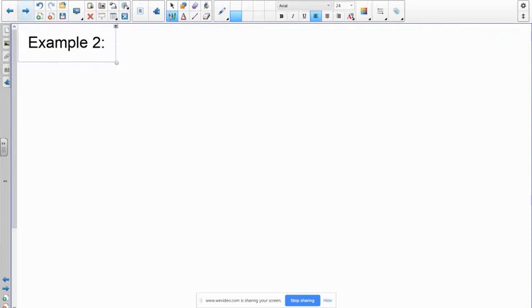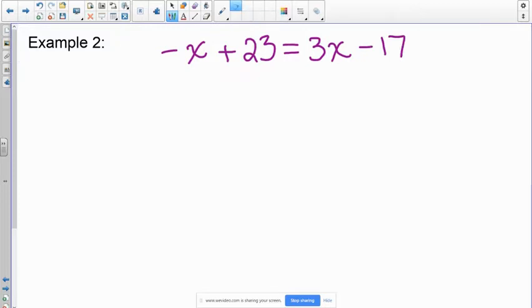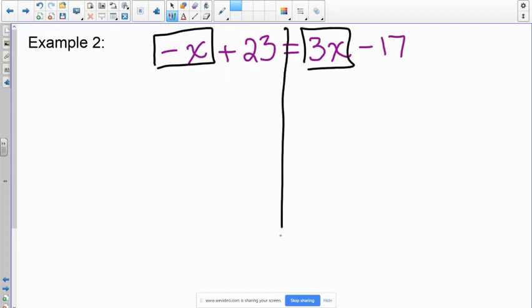Okay, example number 2. We'll go negative x plus 23 equals 3x minus 17. Again, notice we're just going to deal with having x's on both sides. Mathematically, again, it doesn't matter which one you choose to get rid of, but you have to get rid of one. You can't leave 2 variables on 2 different sides of the equation. And you can't combine them like terms because they are on opposite sides of the equation. I know in W10 you were able to combine all those like terms, but in this one you can't, because they're on opposite sides of the equal sign.